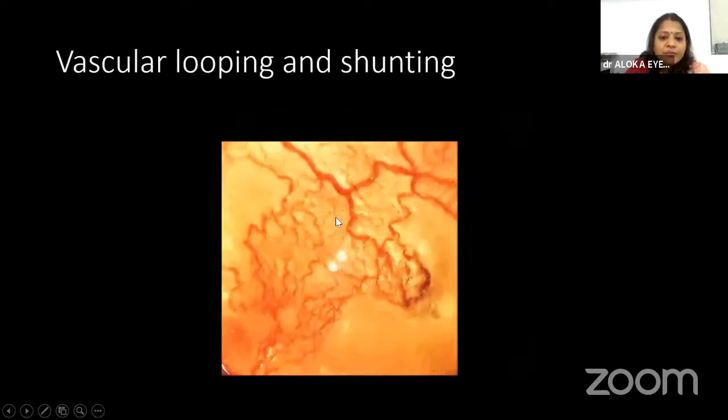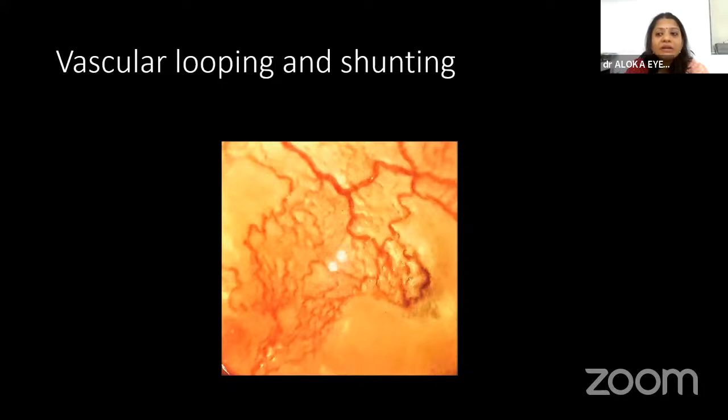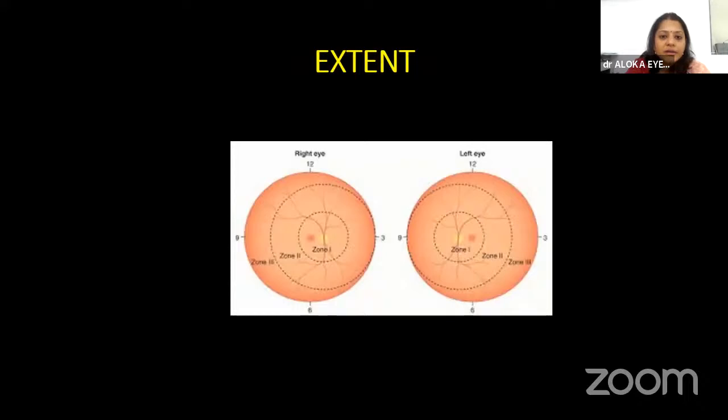So here, very typically, you see these kind of vascular looping and shunt. So like seen here, these vessels, they all join to each other. They form this network and they're going to detach the retina from that network. So it's a very strong network of vessels. Vascular looping and shunting is an absolute ominous sign. Next is a hybrid ROP, where you will feel this is APROP, but there will be a stage also. They might be stage 1 and 2. And therefore, these are again to be treated like an aggressive ROP and treated immediately.